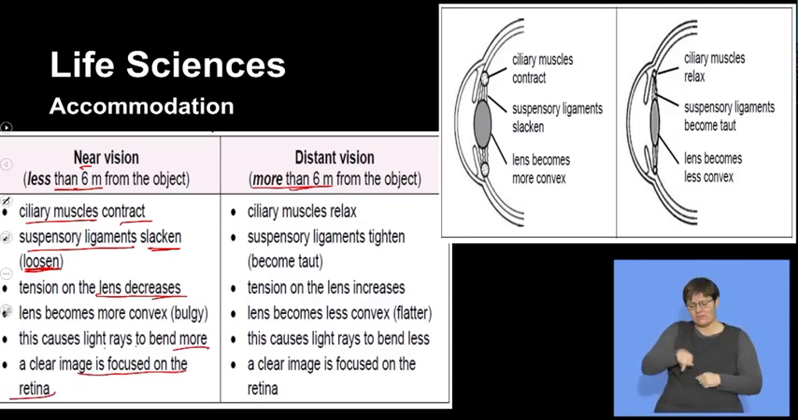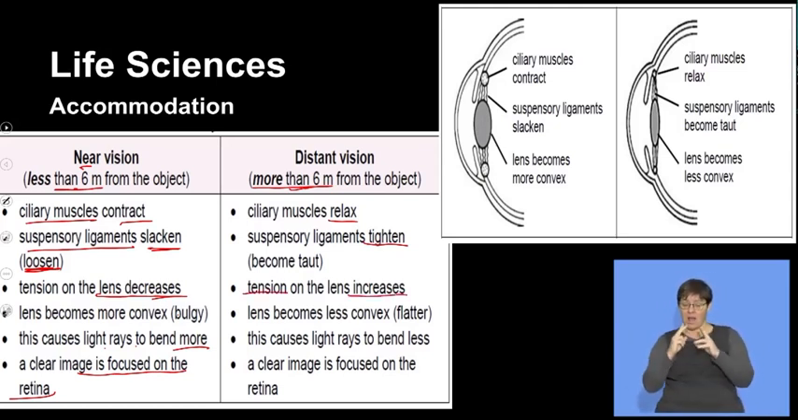Then what about distance vision, more than 6 meters away? What will happen to the ciliary muscles? They will relax. And then what will happen to the suspensory ligaments? They will tighten up. And what will happen to the lens? The tension on the lens will increase.